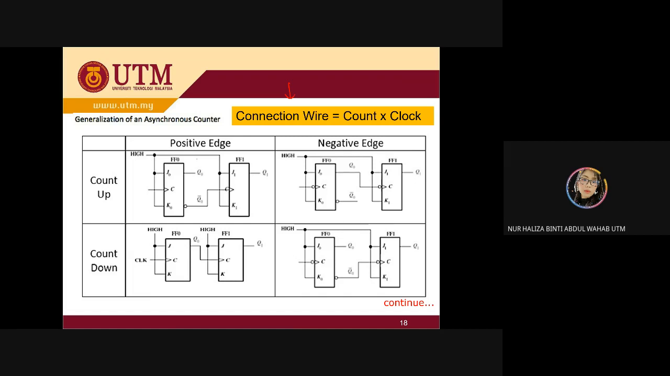In terms of positive or negative, you can see here you have positive edge. What is the difference for the positive? It is about your clock. If your clock is drawn like this, it's going to be positive, while for negative, it's going to have the bubble there. So that is the only difference between positive and negative. This is the first thing I mentioned.